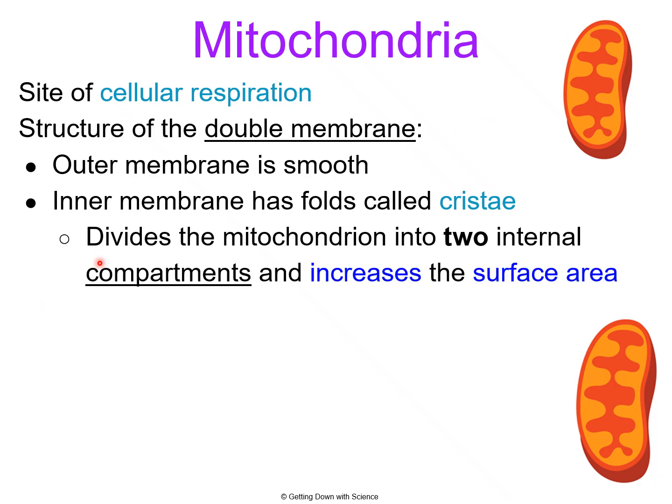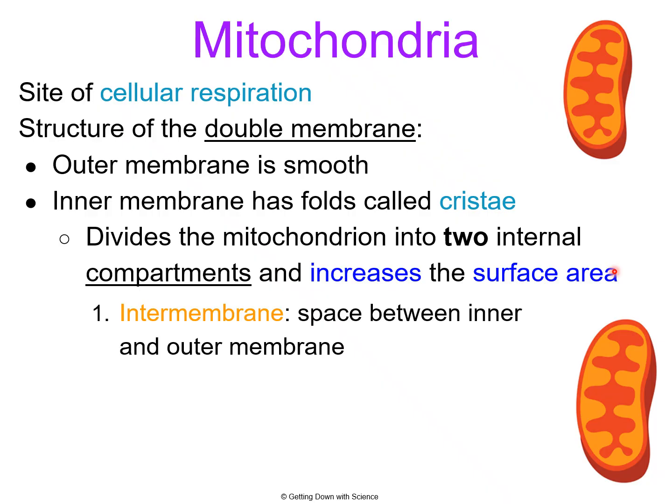This divides the mitochondria into two internal compartments. The mitochondria is compartmentalized. The compartmentalization of the mitochondria increases the surface area for metabolic reactions to occur. Now, as a result of having an inner and an outer membrane, so smooth outer membrane and folded inner membrane, it creates a region that is called the intermembrane space. So the intermembrane space is that region in between the inner and the outer membrane.